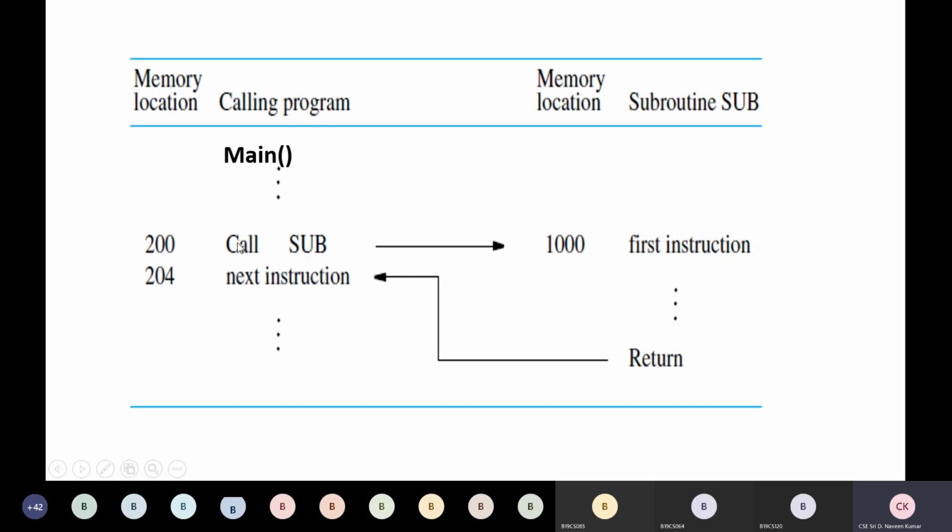So when the main function calls the sub function, control jumps from here to the sub function and executes all the instructions inside the sub function. And when it encounters the return statement, it returns back to the next instruction, which immediately follows the call. The main function jumps to the sub function, it executes all the instructions in the sub function, and returns back to the next instruction which follows the sub function call.